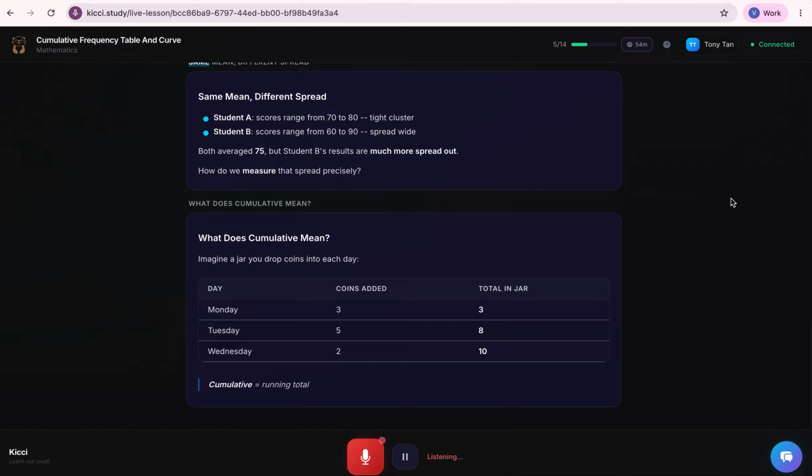Spot on, Tony. Adding those 2 coins on Wednesday brings the total up to 10. So cumulative just means keeping a running total like that. Makes sense. Ready to see how we use this with data? Yeah, go ahead.